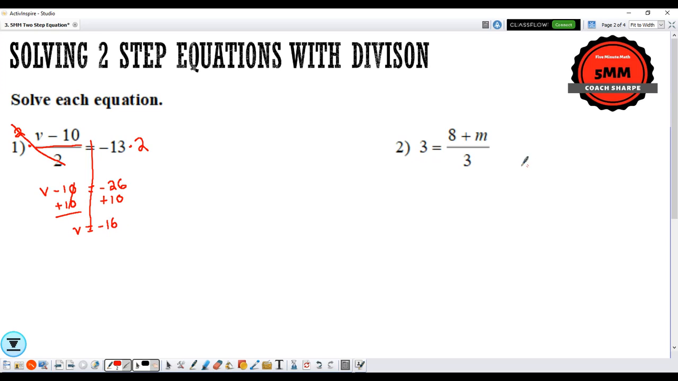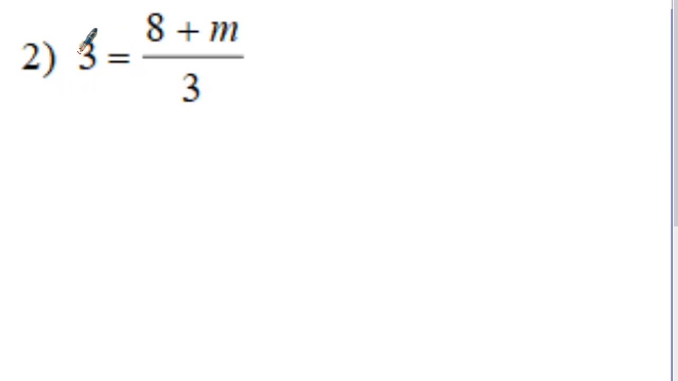All right, let's move on over to number two. Number two, the only thing I've done is I've flipped which side my variable is on. So over here, it's on the right, but we're still going to follow the same steps. So the first thing we're going to do is draw a line down the equal sign. Okay, now, just like in number one, this entire right side is a fraction. So we can't just take a number out of the numerator. Okay, we actually have to get rid of the fraction.